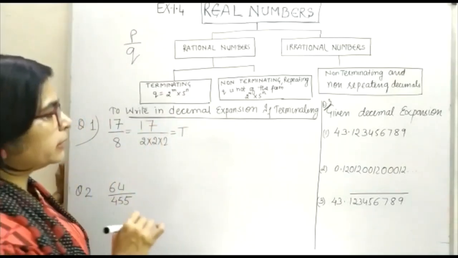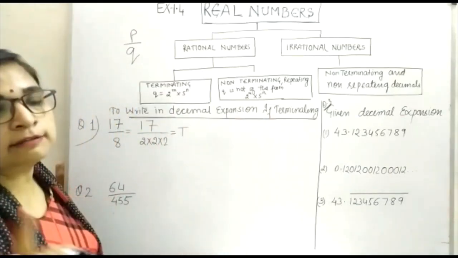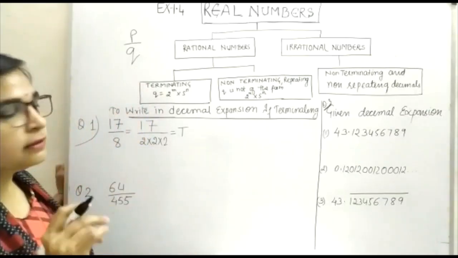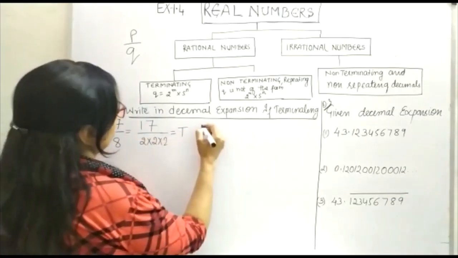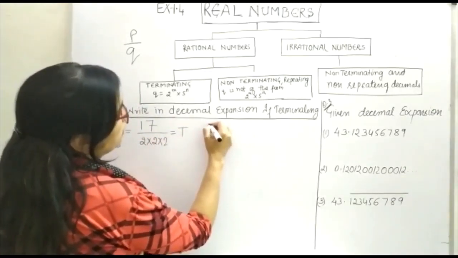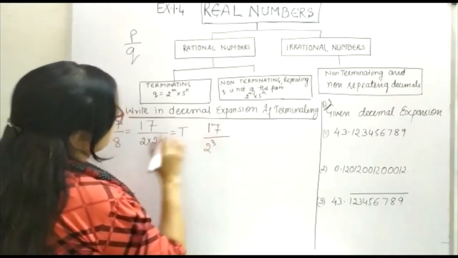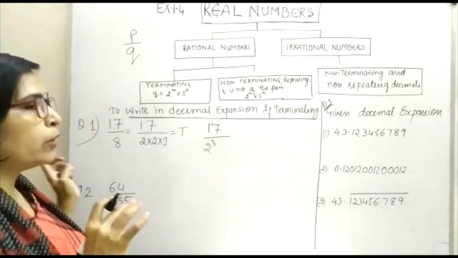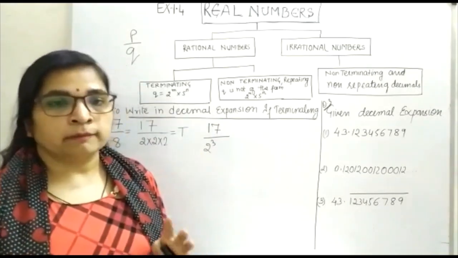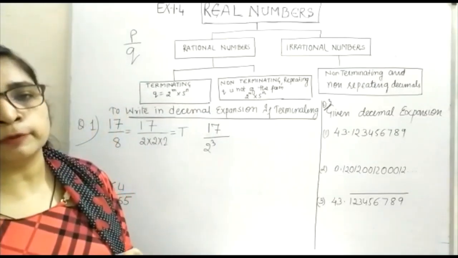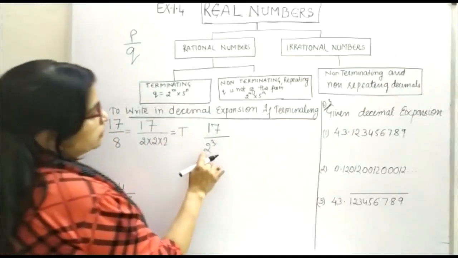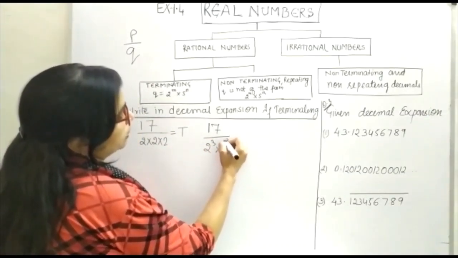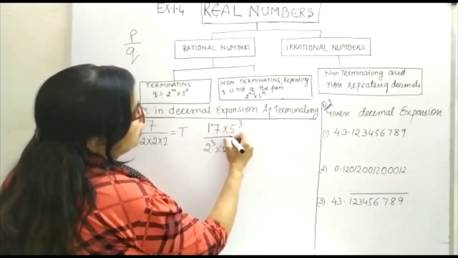Once it is terminating, then only you can write it in the decimal expansion. You should remember, only terminating decimal numbers can be written in the decimal expansion. What we have to do in writing the decimal expansion: you can see here 17 upon 2 cube, as 2 into 2 into 2 can be written as 2 cube. Now you have to make an equal pair of 2 and 5, then only you can do it. Here there are three 2's, so we need three 5's also. So 5 cube we will multiply in the numerator as well as in the denominator.